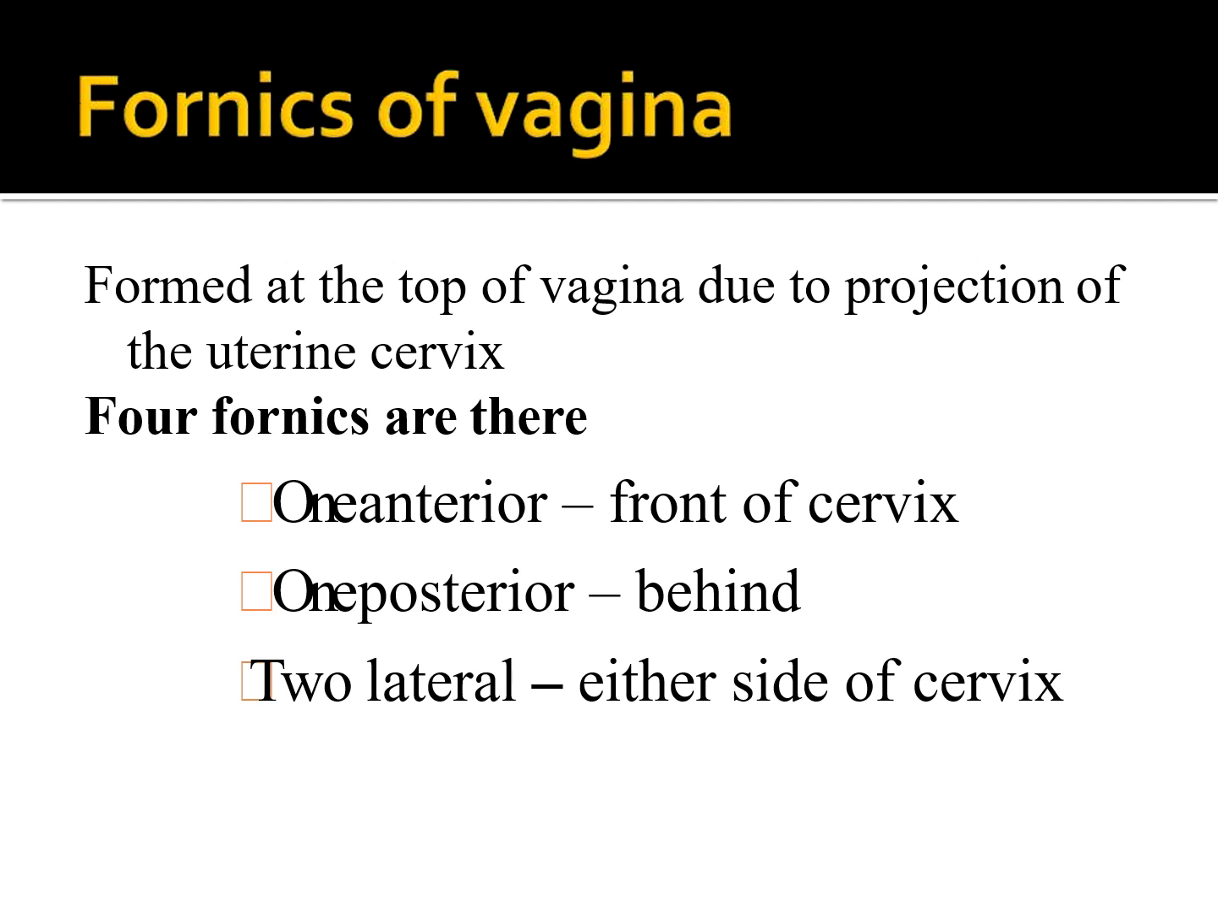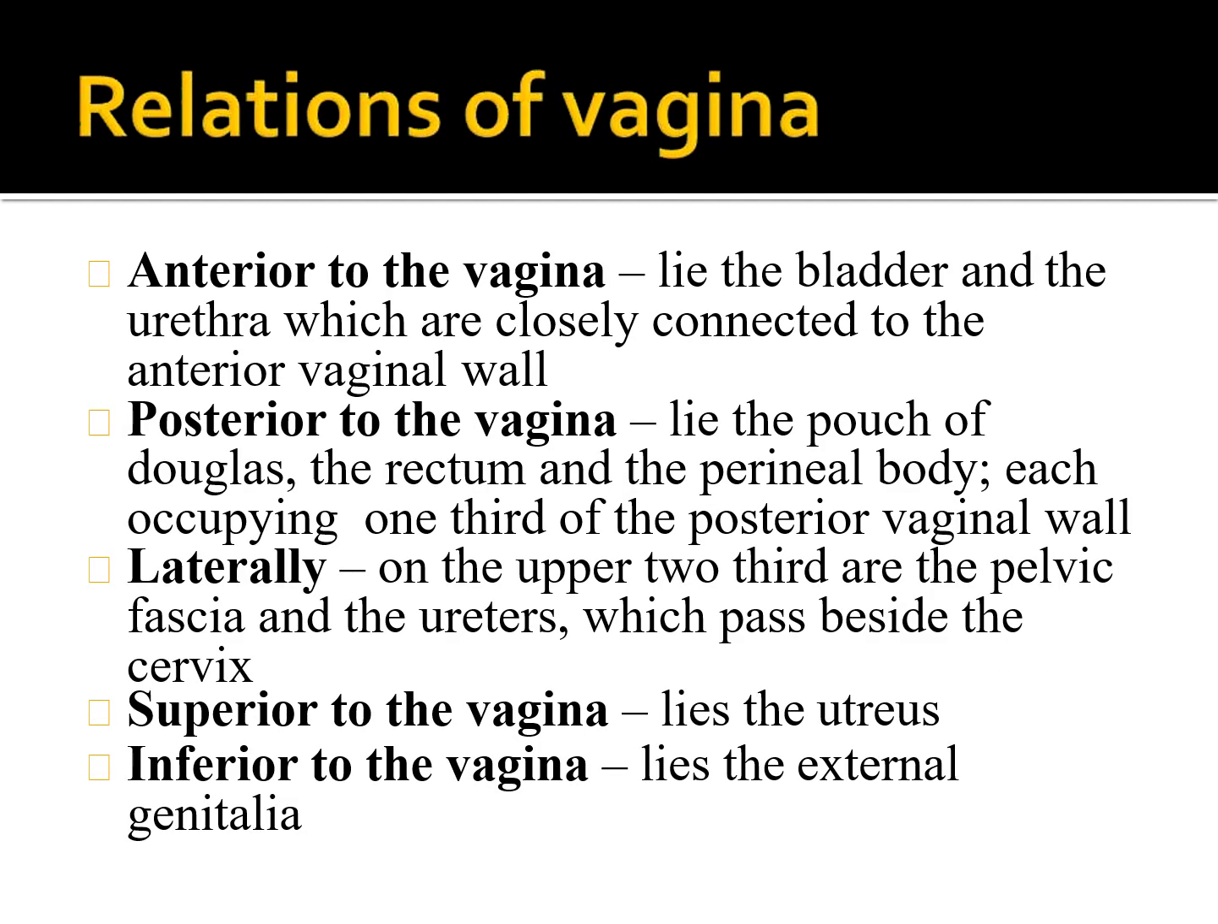Next we can see the fornices of the vagina, formed at the top of the vagina due to projection of the uterine cervix. There are 4 fornices: one anterior, one posterior, and 2 lateral. The anterior is in front of the cervix, the posterior is behind, and the lateral are on either side of the cervix.